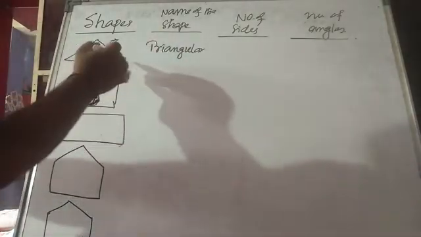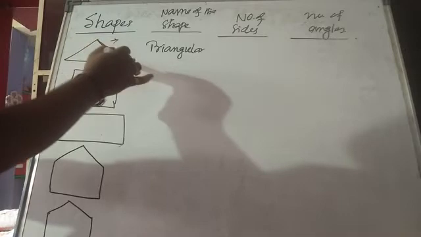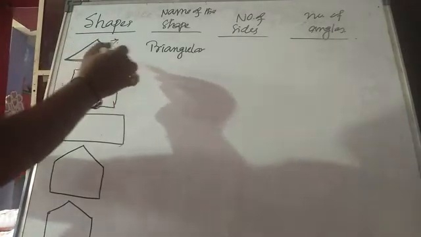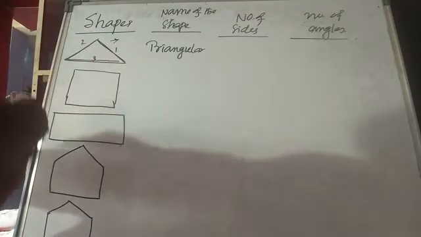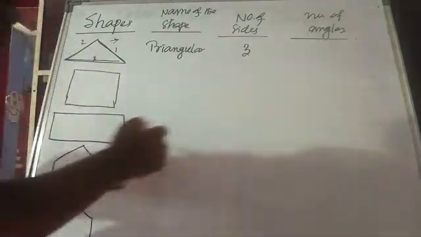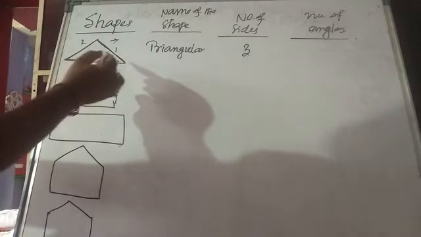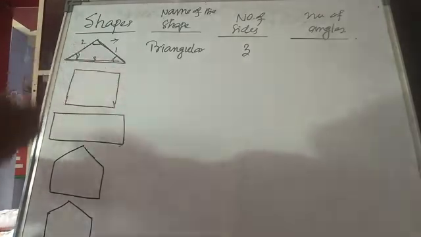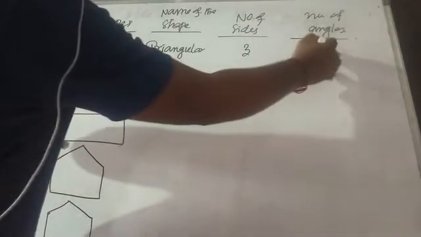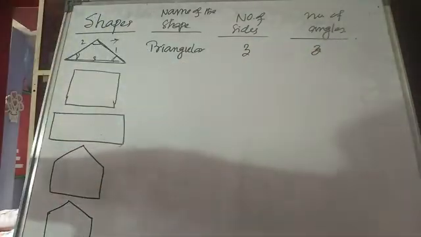How many sides does it have? You see the sides. 1, 2, 3. 3 sides. How many angles do you see? Angles. 1, 2, 3. So it has 3 angles.